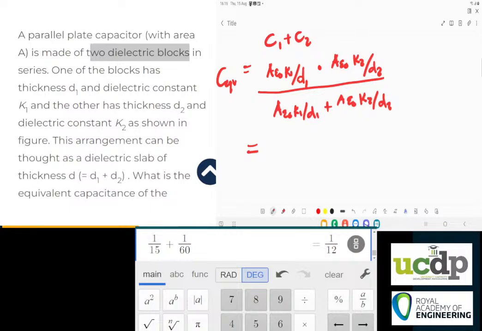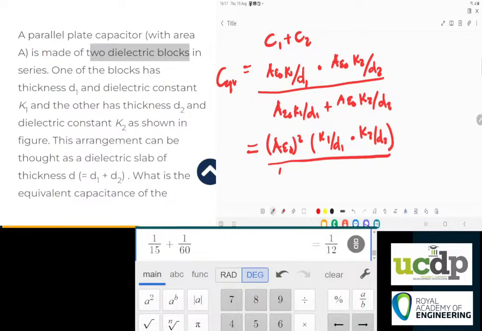Okay, so the simplest thing is to identify the similar terms. A E naught is common in all of them, right? So we can factor out A E naught, with A E naught squared multiplying K1 over D1, which also multiplies K2 over D2. Do you agree about the top part? Yes, sir. All right, good.